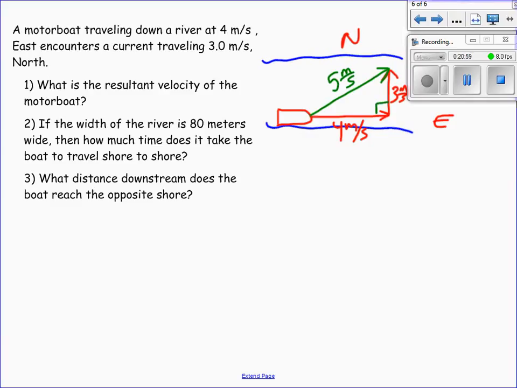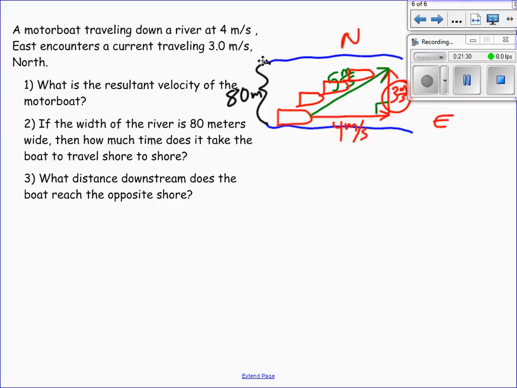Number 2 says, if the width of the river is 80 meters wide, then how much time does it take the boat to travel shore to shore? So basically what it's saying is if the width of the river right here was 80 meters, and as time was going on, this boat started to shift more and more and more to the other side of the shore because of this 3 meters per second. The question is, how much time does it take for the boat to travel to that shore?